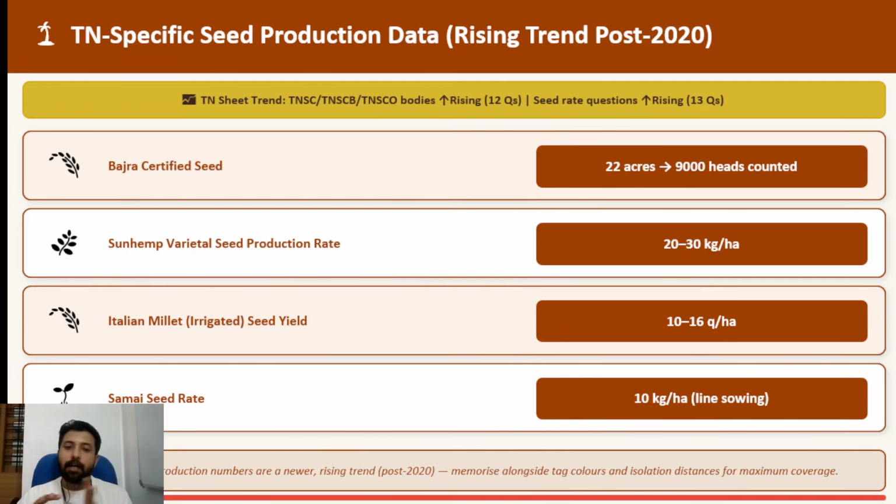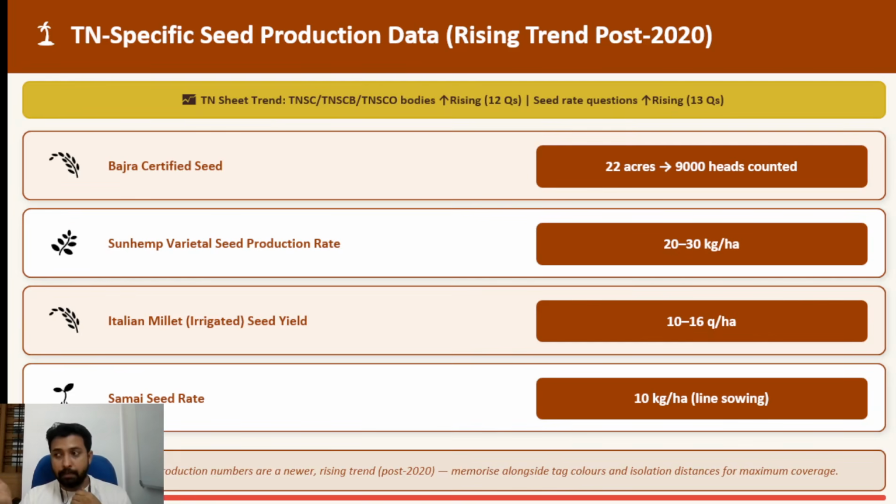Here you can see a few examples are given. For Bajra seed production, it is nearly 22 acres should yield nearly 9,000 heads. For Italian millet, seed yield is 10 to 16 quintals per hectare. Similarly, for major crops like rice and cotton, you should have the state average yield, or say state average seed production rate.